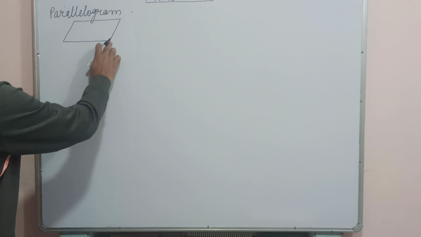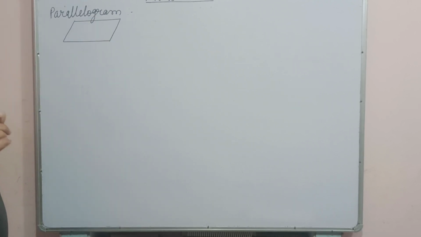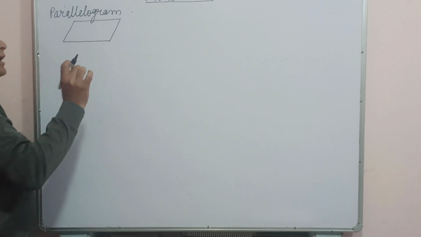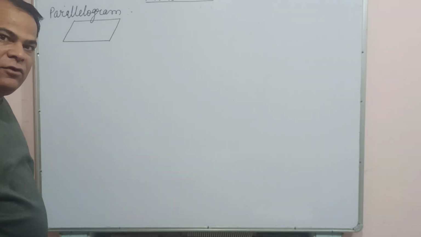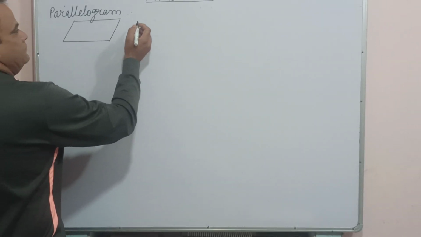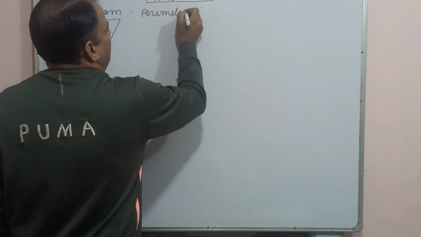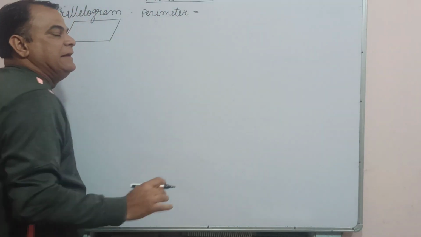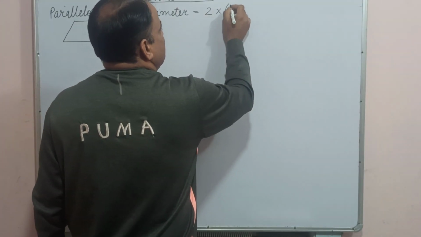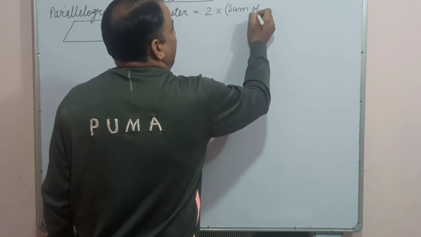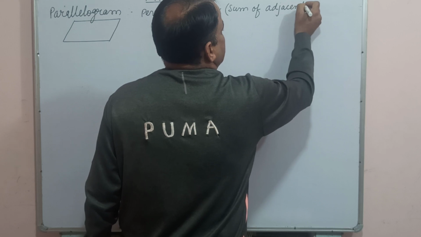In this figure, the opposite sides are equal, just like a rectangle, but the angles are not of 90 degrees, but in a rectangle all four angles are of 90 degrees. Now the perimeter. Perimeter is just like the rectangle, 2 into sum of adjacent sides.